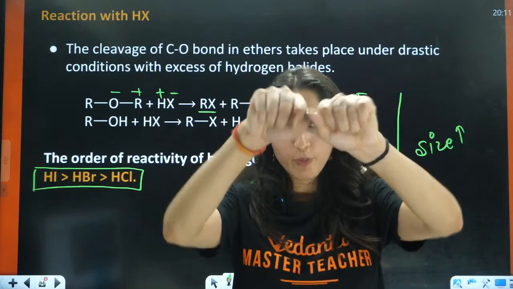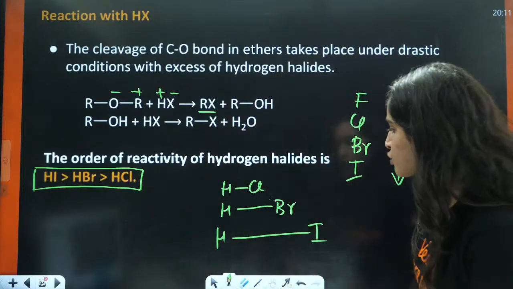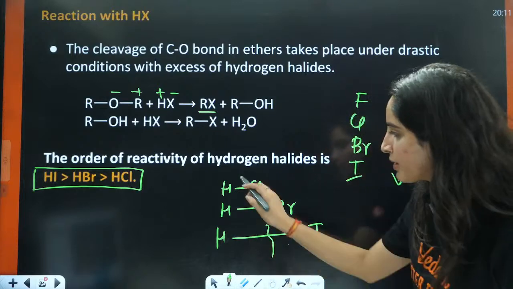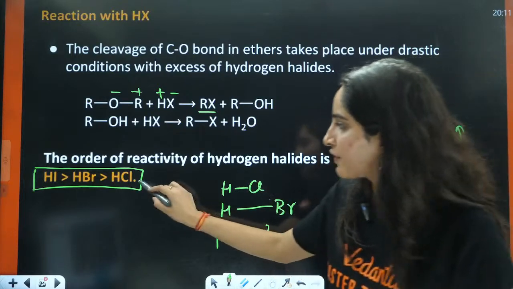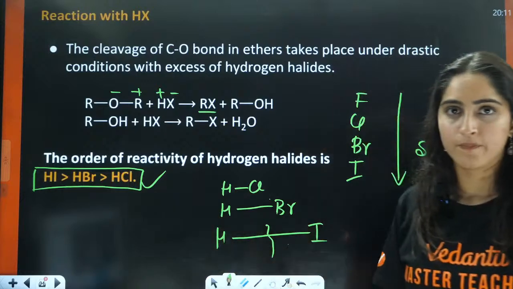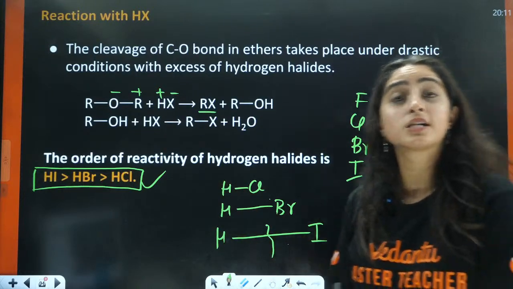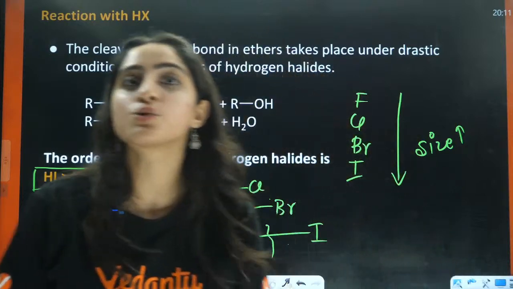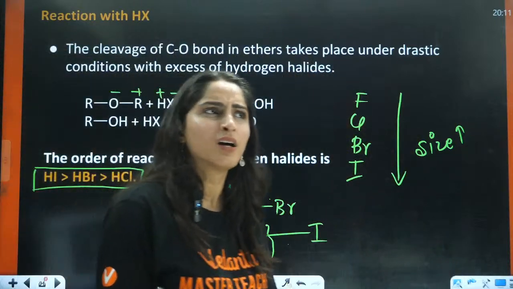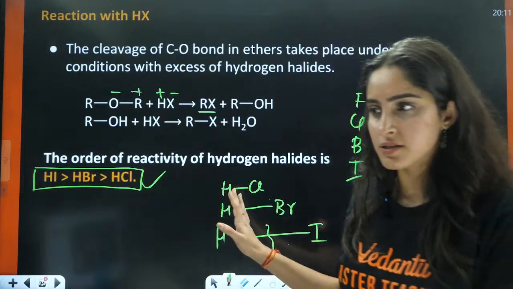It is very difficult to break this bond. So it is easy to break this bond, but difficult to break that one. Hence the reactivity order is HI, HBr, HCl. Now you will think, ma'am, why is HF not included? Because HF reactions are very explosive. That is why you will rarely see HF reactions.